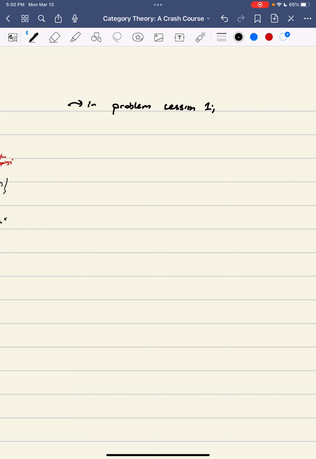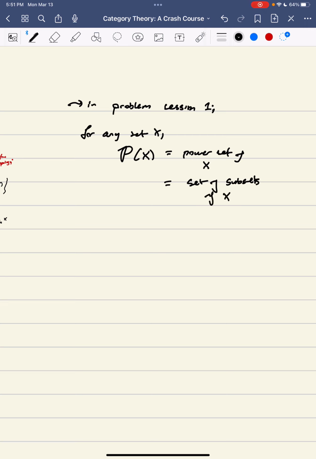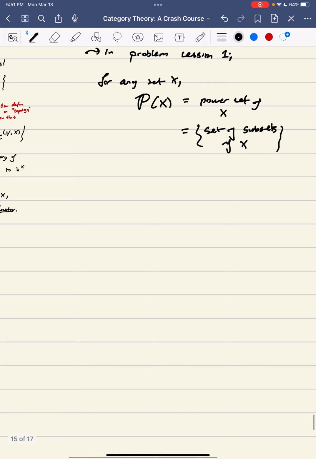For any set X, I wrote script P of X for the power set of X. So this is the set of subsets of X. What I saw in the problem session was the following: the power set of X was isomorphic to the set of functions from X into the two-element set.